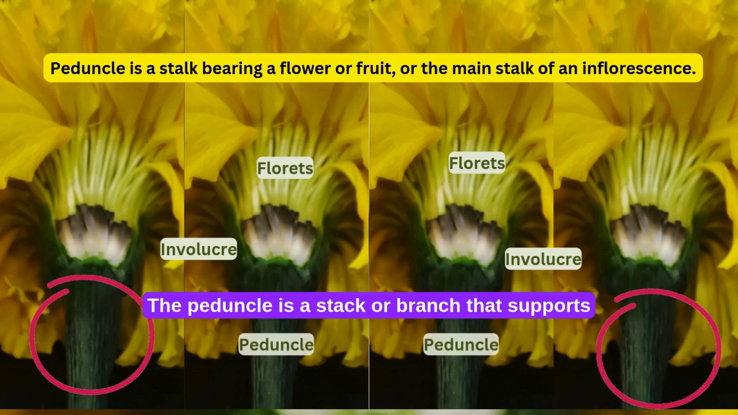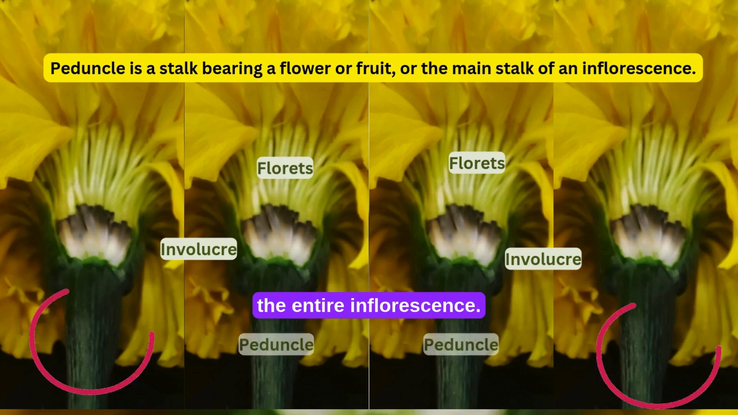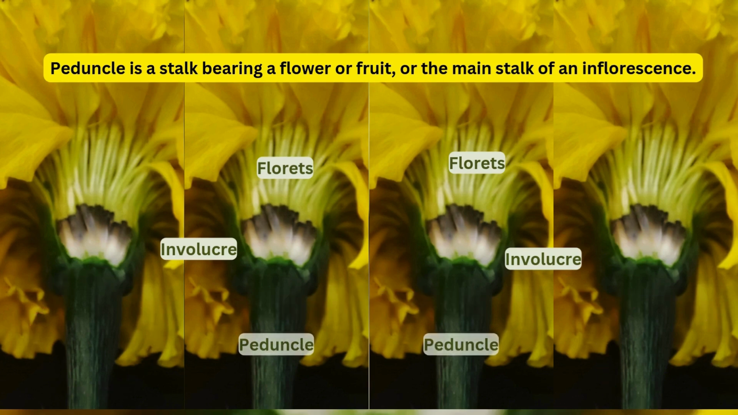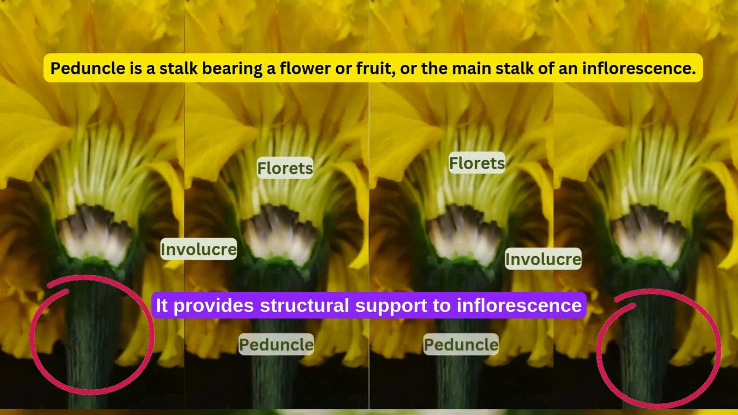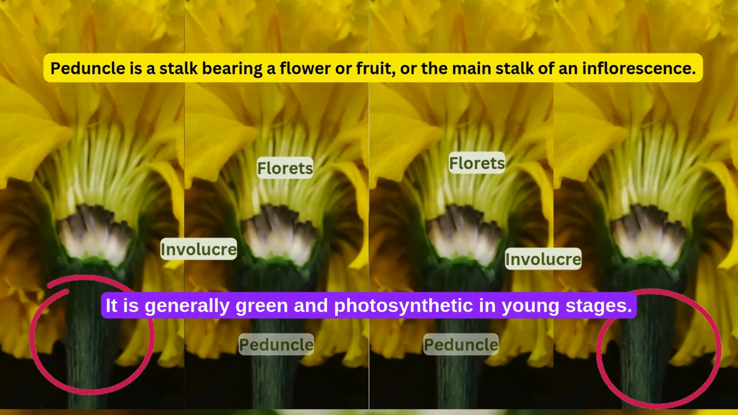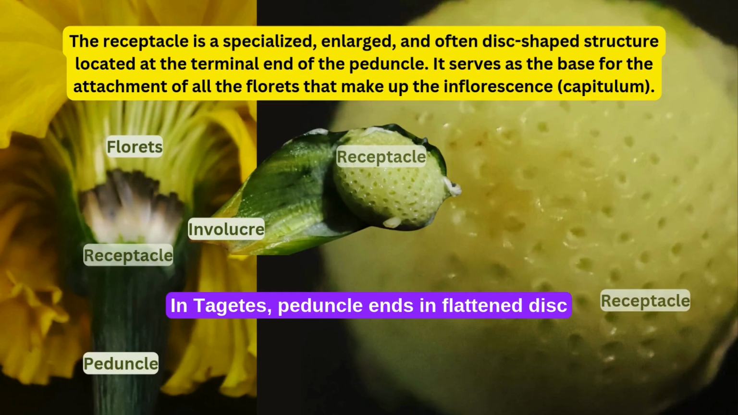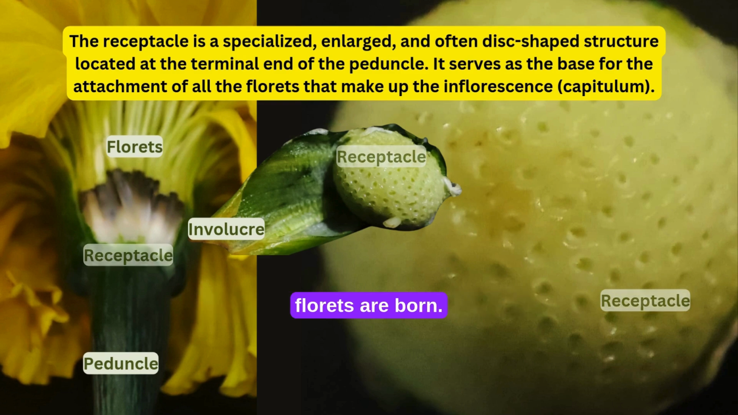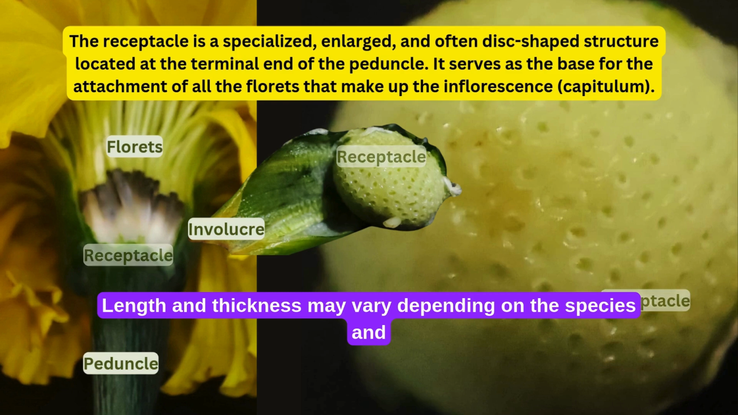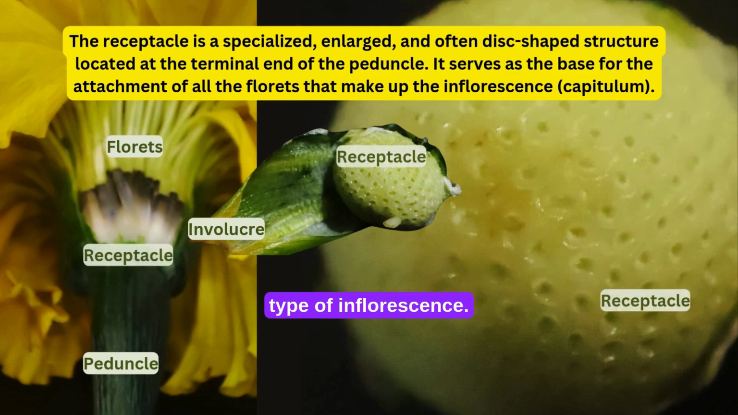The peduncle is a stalk or branch that supports the entire inflorescence. It provides structural support to the inflorescence and facilitates the transport of water, nutrients, and sugars to the flowers. It is generally green and photosynthetic in young stages. In Tagetes, the peduncle ends in a flattened disc-like structure, the receptacle, where florets are borne. Length and thickness may vary depending on the species and type of inflorescence.